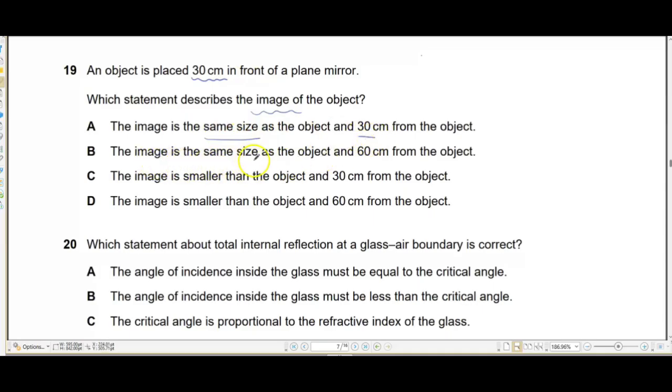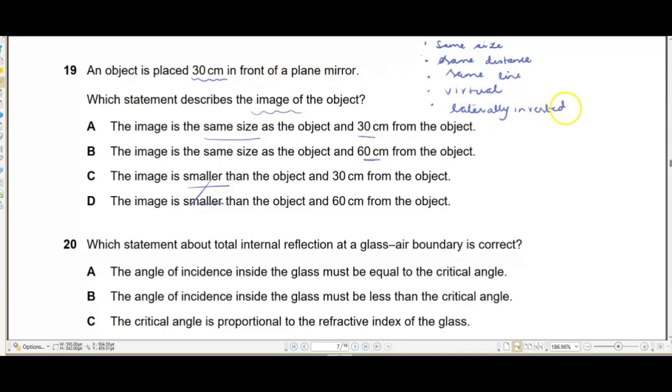The image is the same size as the object and 60 centimeters from the object. Smaller and smaller are not applicable, because we know that whenever there is an image formed by a plane mirror, it is going to be the same size as that of the object. It is going to be at the same distance as the object is from the mirror. It is going to be in the same line. It is going to be virtual, and it is going to be laterally inverted. So these are the properties related to the images formed by the plane mirror.